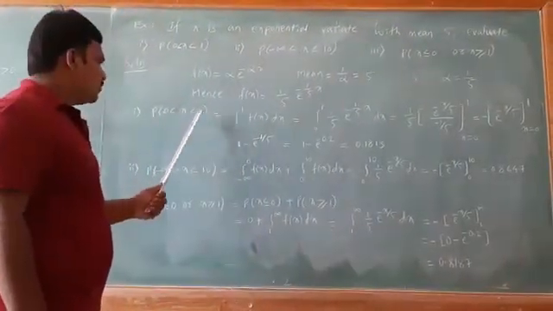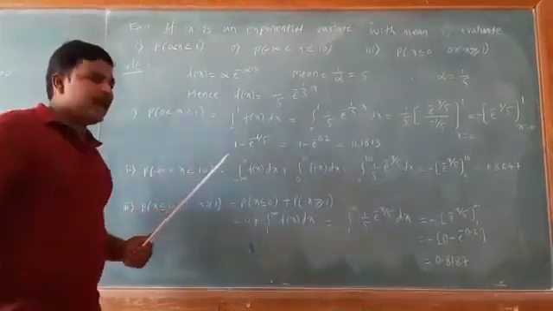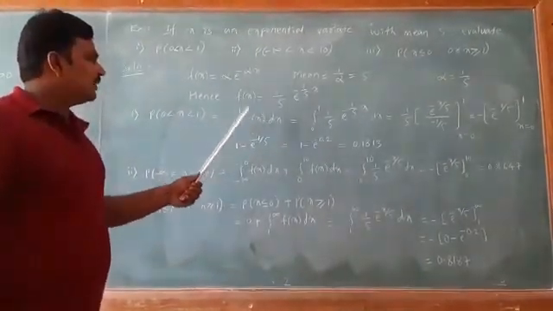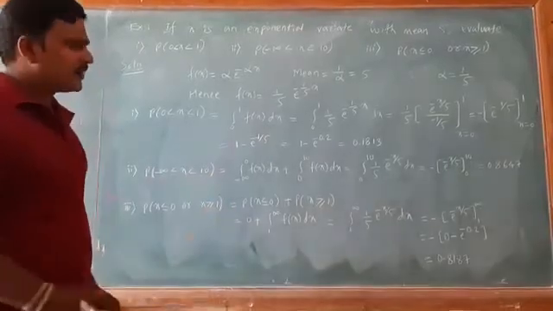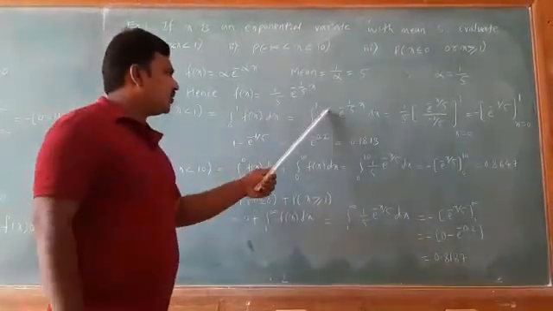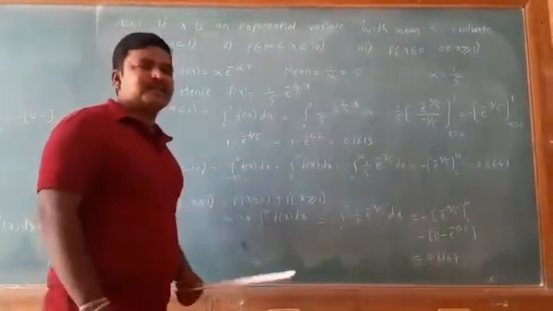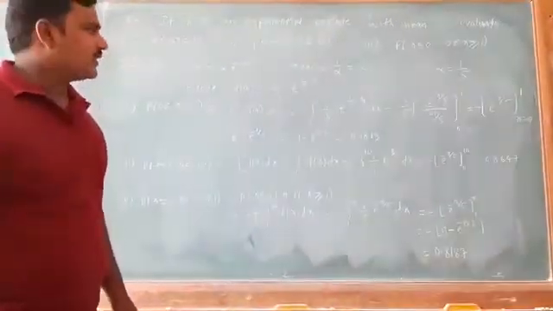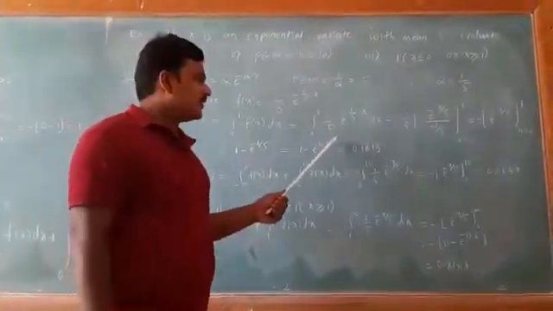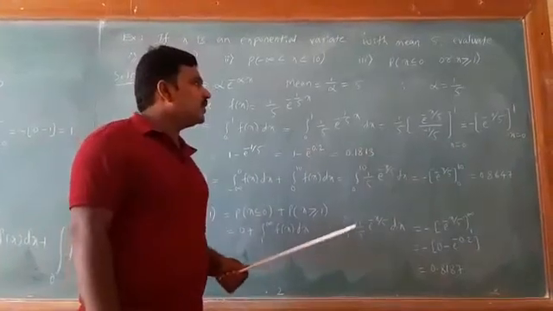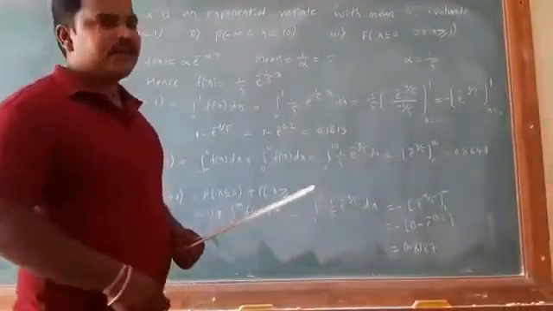X lies between 0 to 1, which means this is the lower limit and this is the upper limit. That is the integration of 0 to 1 of f of x into dx. So what is f of x? F of x is the function 1 upon 5 into e raised to minus 1 upon 5 x. Here 1 upon 5 is a constant, take it outside, and the remaining is e raised to minus 1 upon 5 into x.